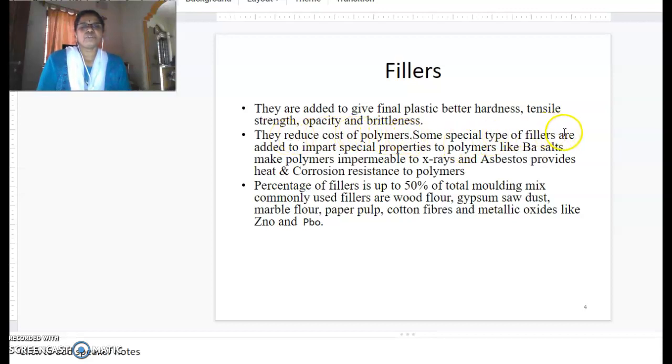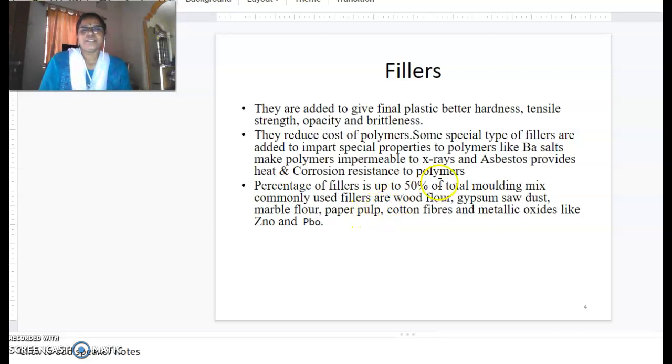Not only that, they reduce the cost of polymers. Some special types of fillers are added to impart special properties to polymers, like barium salts make polymers impermeable to X-rays, and asbestos provides heat and corrosion resistance. These are special categories. If you want heat and corrosion resistant polymers, obviously you have to add asbestos as a filler. Similarly, if you want a polymer impermeable to X-rays, you have to add barium salts. Like this, the selection of filler is dependent upon the requirement.